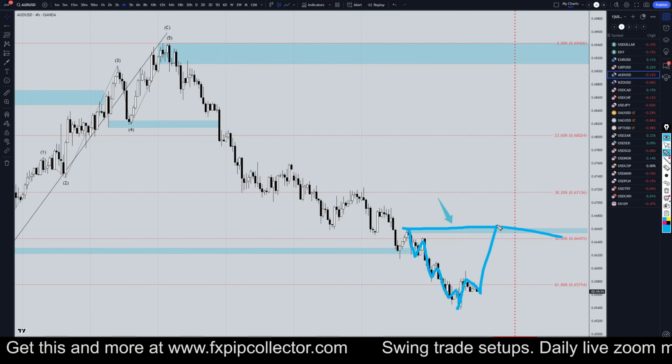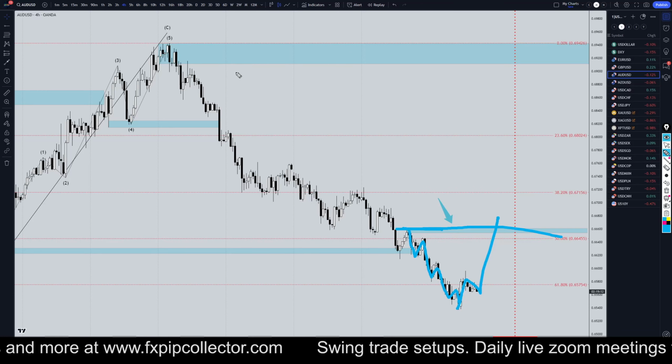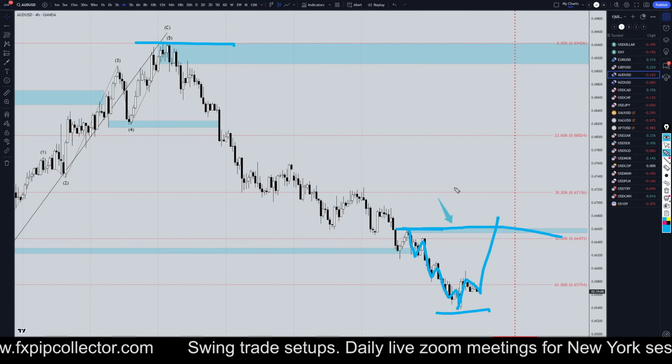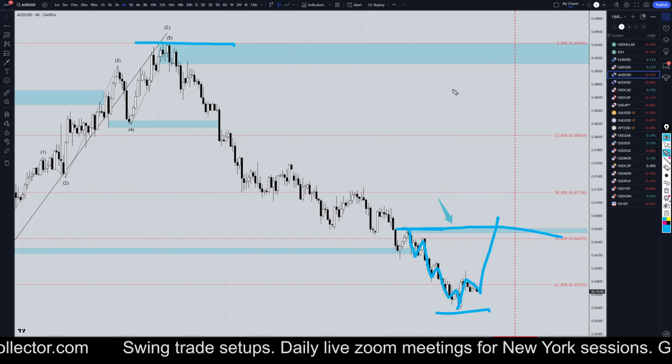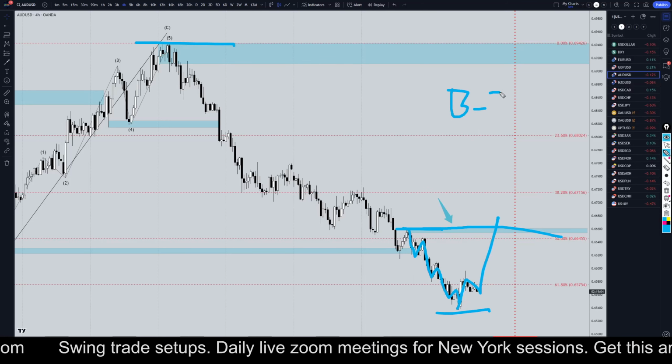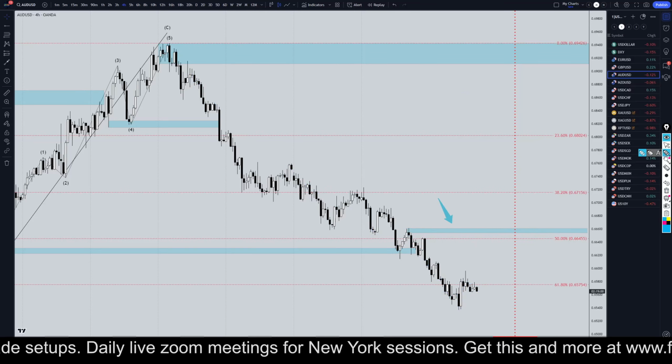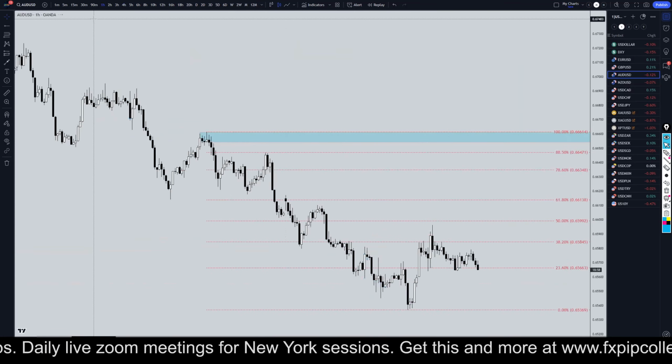If it's a 1, 2, 3, it will go up and it will break structure, proving that this whole move down is over. If and when we do get that break of structure, that's when we'll be in either a wave B or a wave 2, which would be a crutch to this whole move down. So taking it down to the 1 hour time frame.